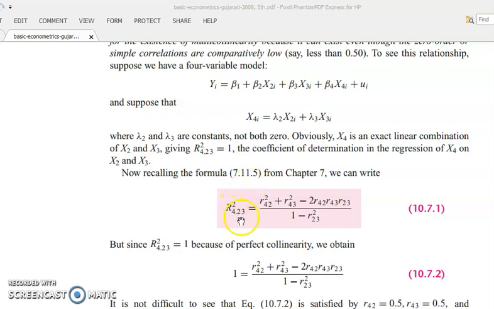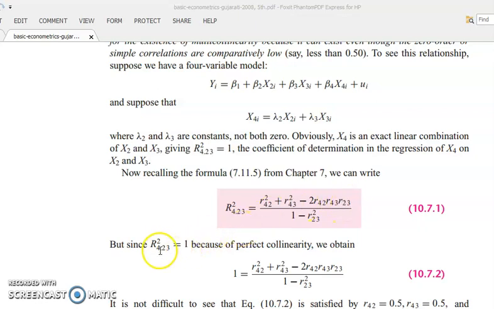So the formula for R squared 4 to 3 is given here. If you look at the formula, it consists of the zero-order pairwise correlation coefficients, R42, R43, and also R23. R42 refers to the correlation coefficient between x4 and x2. It's the pairwise correlation coefficient. R43 is between x4 and x3. R23 is between x2 and x3.